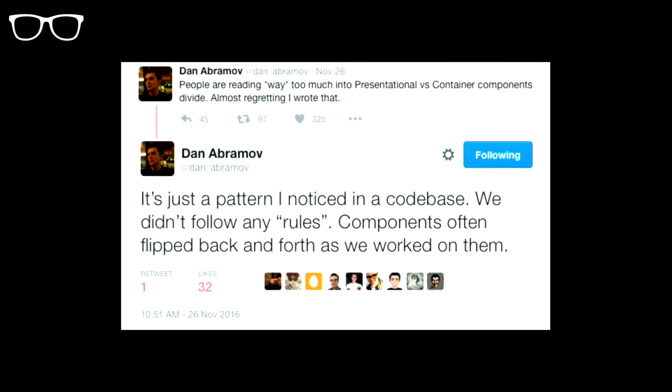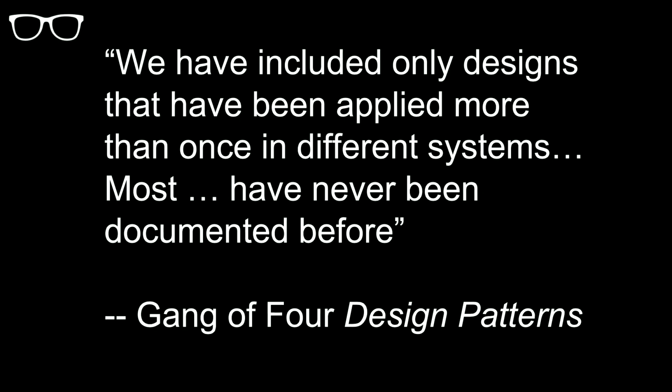It was just something he saw in multiple places and kind of pulled out as an idea to help guide future development. In the famous Gang of Four books, they say, we have included only designs that have been applied more than once in different systems. Most have never been documented before.